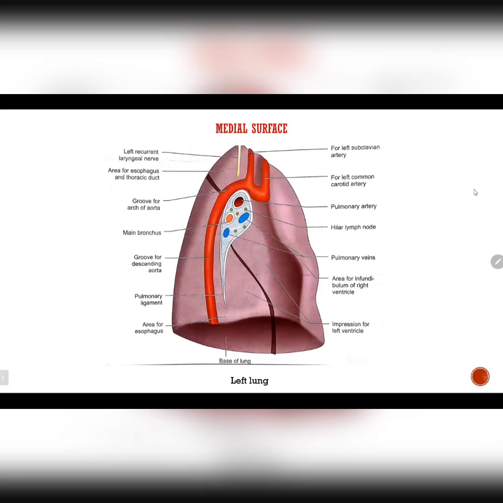Right. So learn this diagram today itself. In your SDL topics, you can write these answers as two separate answers, just a neat labeled diagram showing the relations of the medial surface of right lung and left lung. All of you can draw both these diagrams in your SDL notebook.